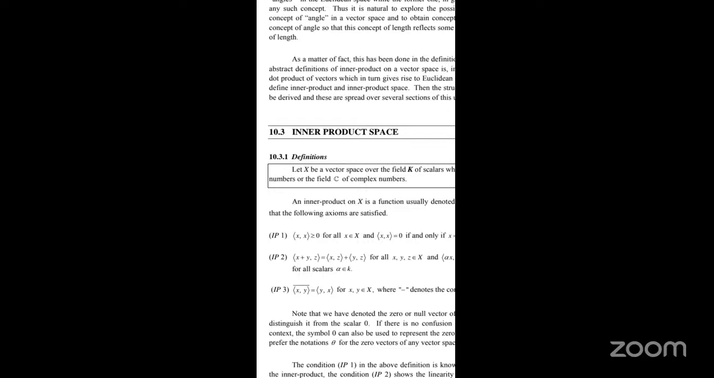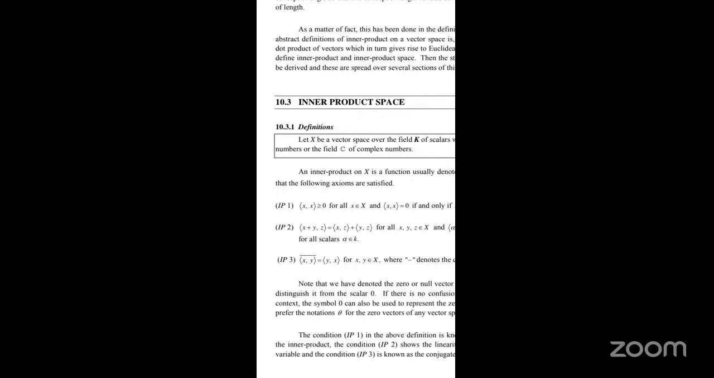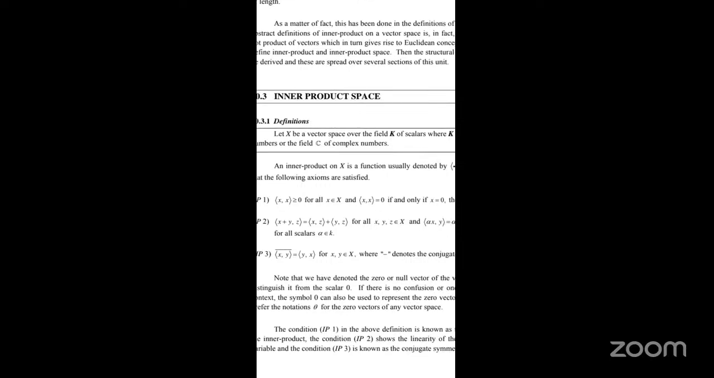Let X be any vector space over the field K. K is any field here, so those field elements are scalars. Those scalars are either real numbers or complex numbers. Here X is a linear space or vector space, but if the field elements are real numbers, that is called a real linear space.